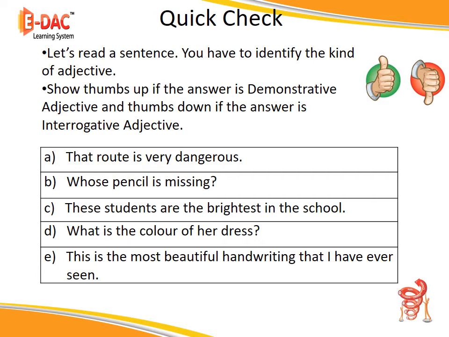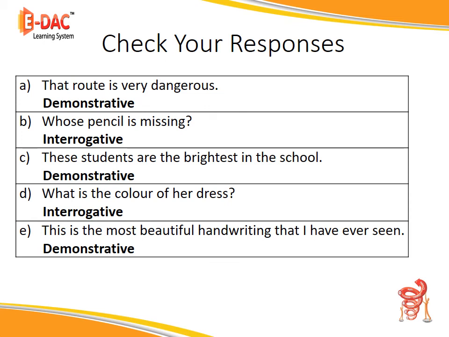The route is very dangerous. Whose pencil is missing? These students are the brightest in the school. What is the color of her dress? This is the most beautiful handwriting that I have ever seen. Check your responses. That route is very dangerous is demonstrative. Whose pencil is missing is interrogative. These students are the brightest in the school, demonstrative. What is the color of her dress? Interrogative. This is the most beautiful handwriting that I have ever seen, demonstrative.